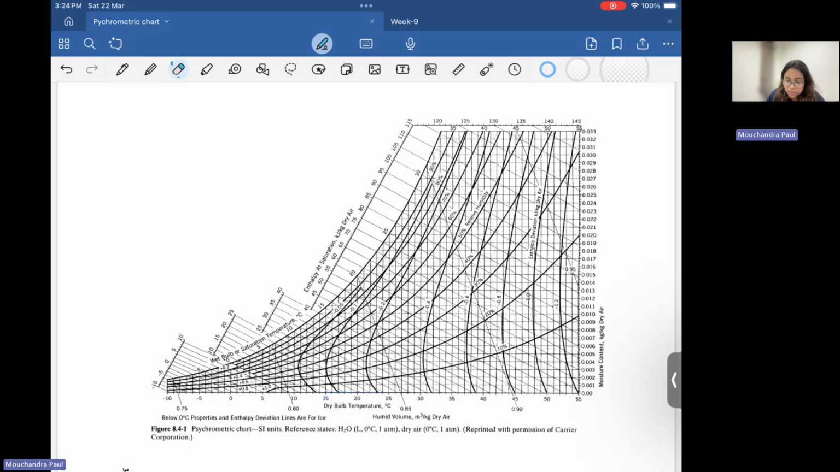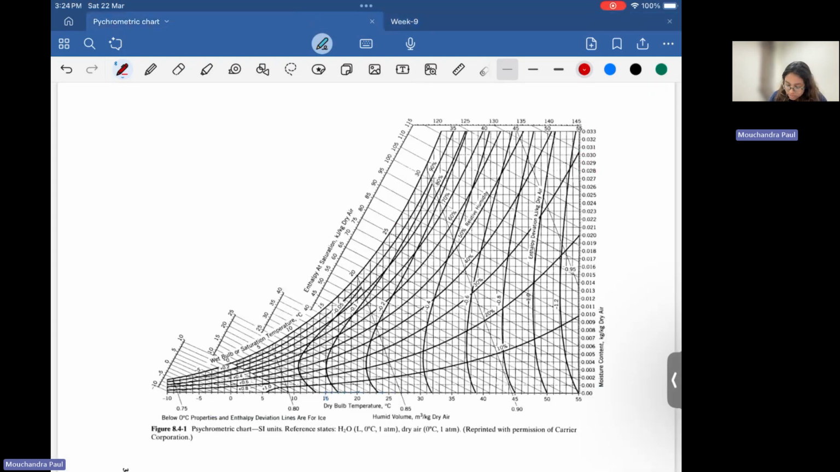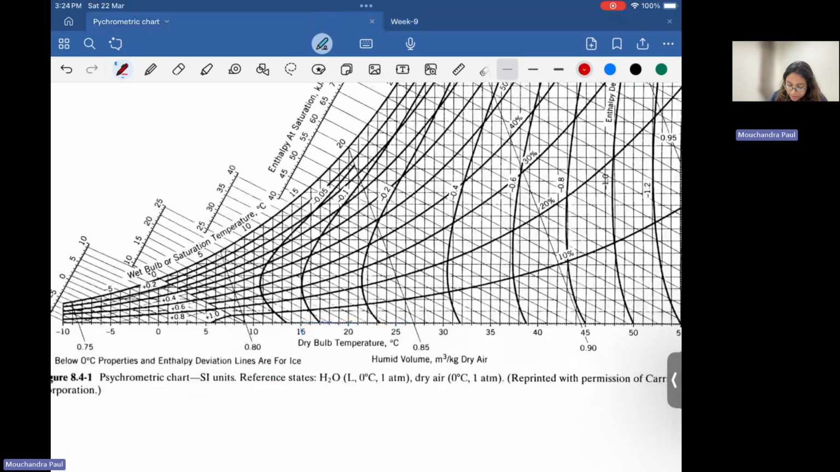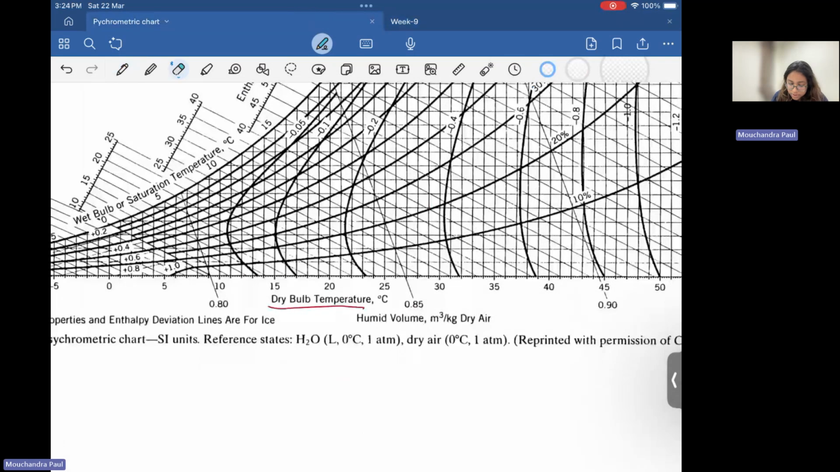So in this chart, you would see a quantity called dry bulb temperature, which is basically the temperature of air at dry conditions, which you can measure using a thermometer or thermocouple. So it is on the x-axis of this chart. All right, this is dry bulb temperature.